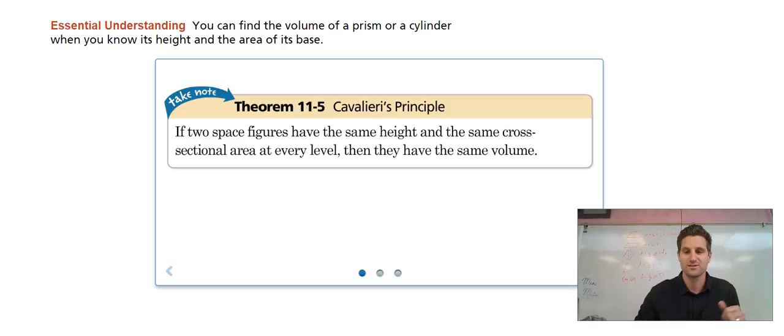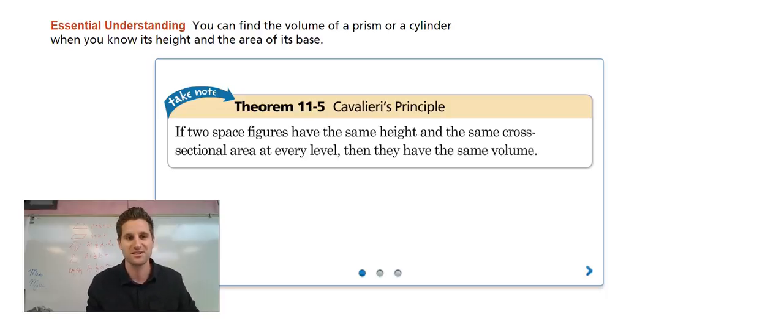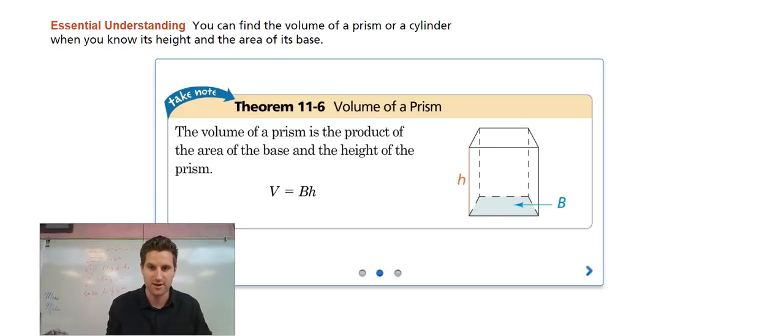So, let's get started. We're introducing the volume of prisms and cylinders, so let's get to our first theorem. Make sure you write this down, everything here with the picture. Volume of a prism is the product, that means multiplication, of the area of the base and the height.